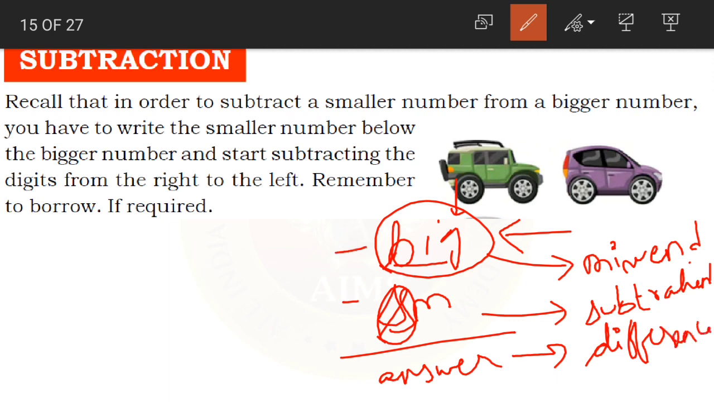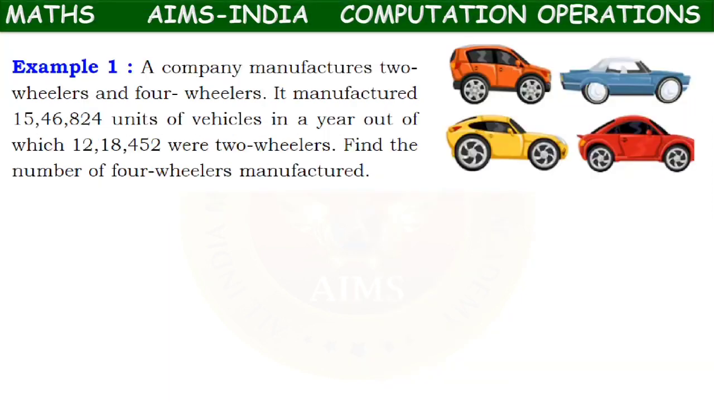Yes children, the bigger number is called as the minuend, the smaller number, S for small and S for subtrahend. The smaller number is called as the subtrahend, and the answer we get from subtraction is called as the difference. Let us look at an example here. A company manufactures two-wheelers and four-wheelers. It manufactured 15,46,824 units of vehicles in a year, out of which 12,18,452 were two-wheelers. Find the number of four-wheelers manufactured.